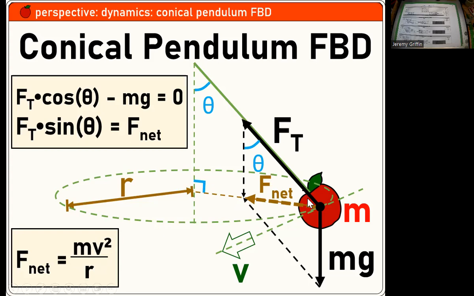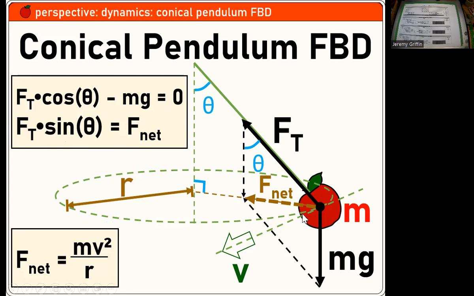So the ball is just going to move on this dashed green path, right? You guys see that? And the vertical components of the force sum to zero, right? It's not going up or down. And the horizontal components of the force, well, that is the net force, right?